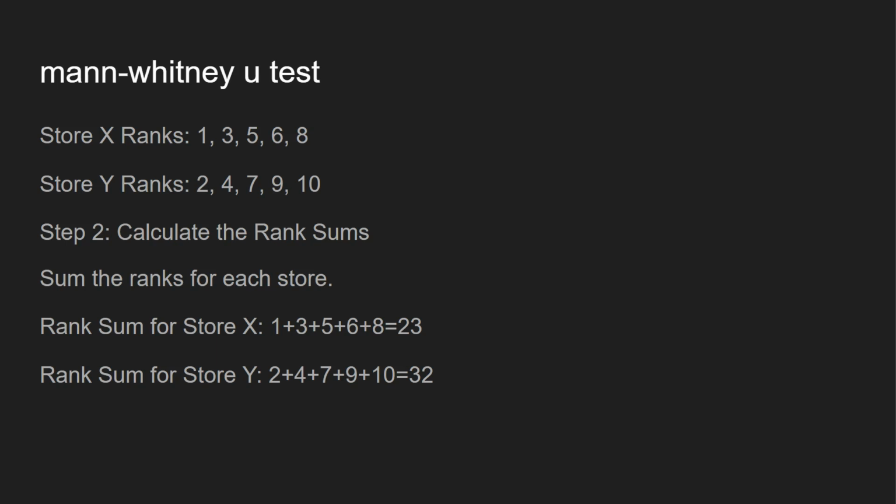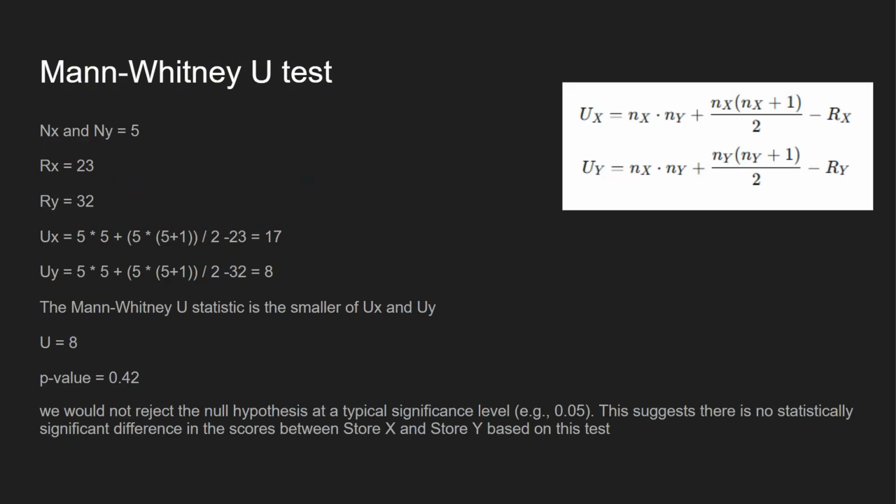Then we need to calculate the rank sums. So just sum these up. X has 23, Y has 32. Now we're going to follow this formula at the top right. We add in the values for X and then the values for Y. N_X and N_Y are going to be 5 apiece. R_X is 23, R_Y is 32. You just plug these in, and you get U_X equal to 17, U_Y equal to 8.